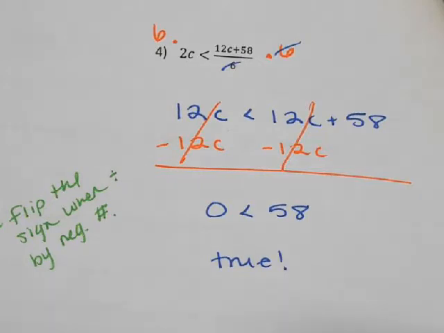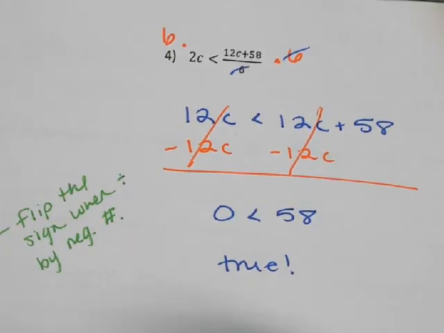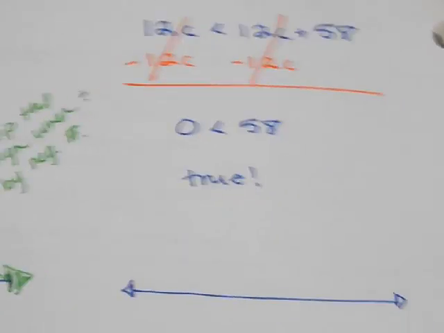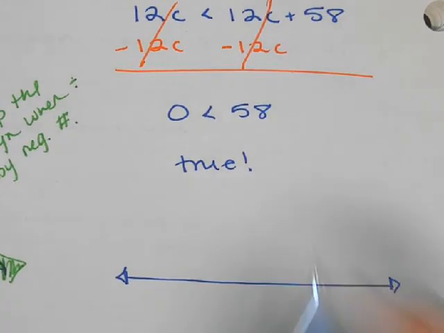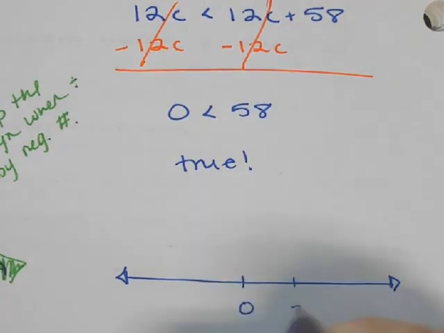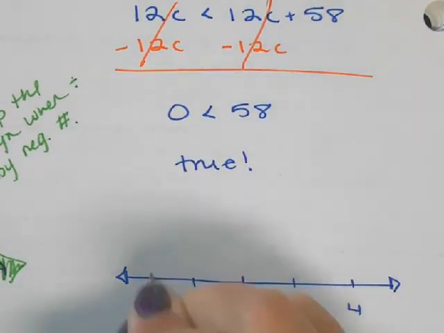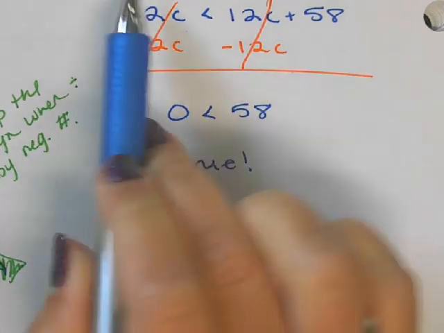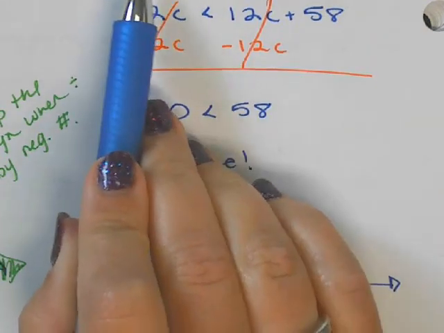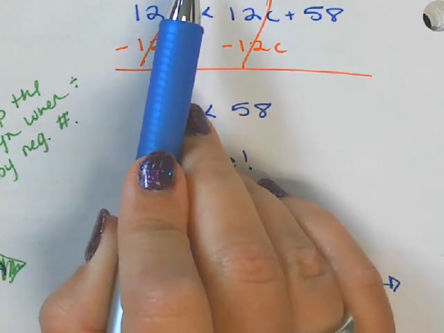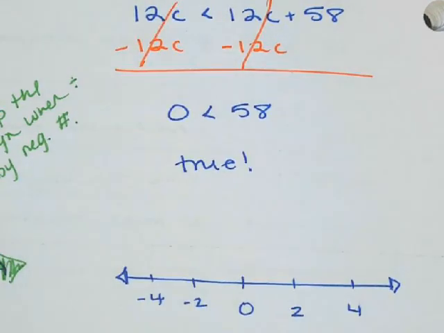It's not 0. I'll draw it first. So here's our number line. Oh, I'm really bad at this today. Here we go. Here's our number line. Here's 0. Here's 2. Here's 4. Negative 2. Negative 4. If I take 0 here and I plug it in, I'll have 0 is less than whatever 58 over 6 is, and that's a positive number, so it would be true.